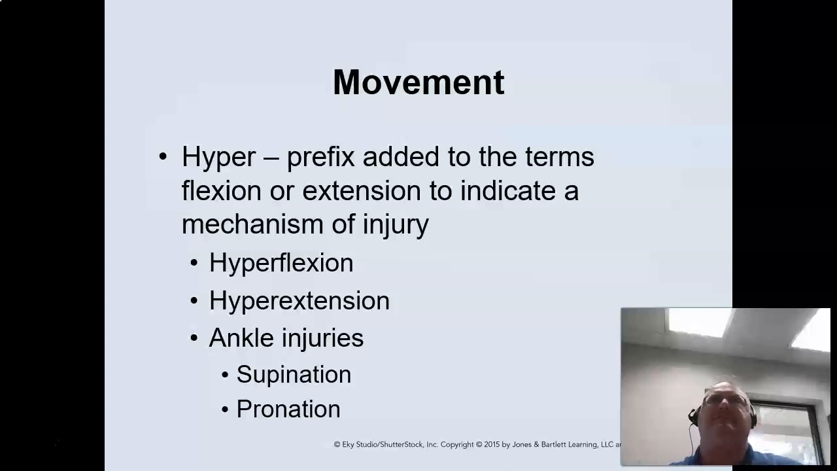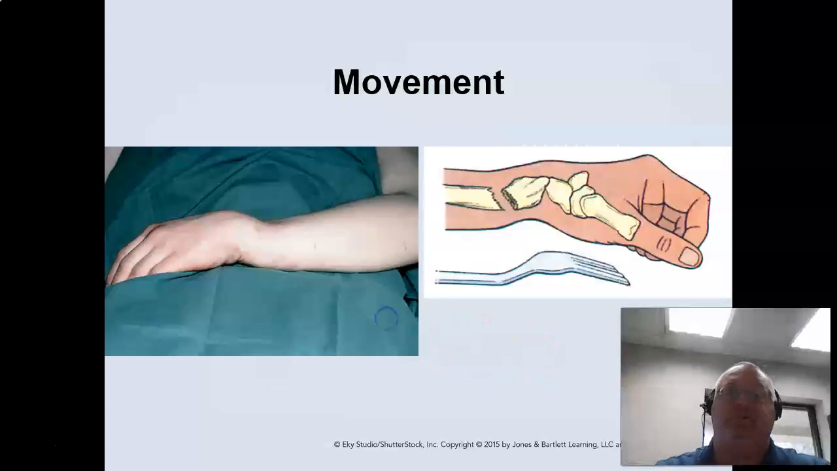And we get a lot of these, by the way, in our joints, ankle and wrist injuries, where they move too much, and that's what causes damage. And of course, supination and pronation. Supination is when you're on this with the palm up. Pronation is the exact opposite of that.